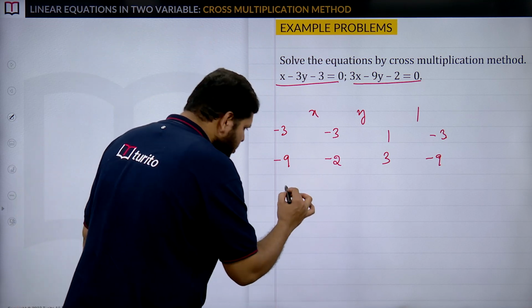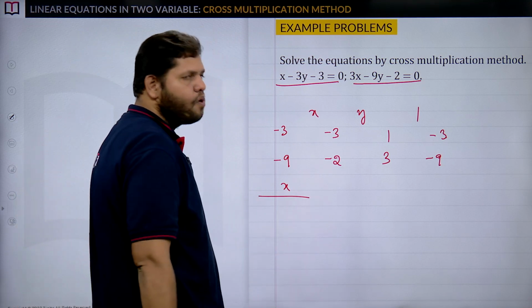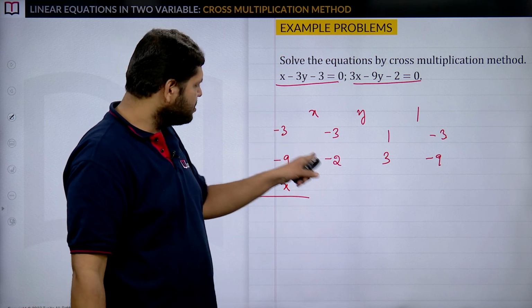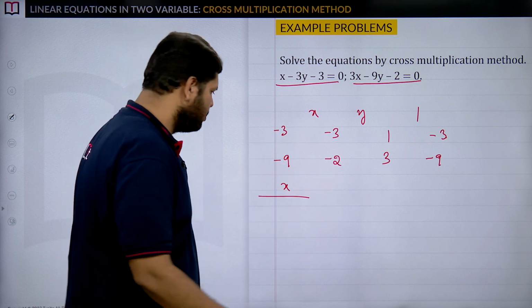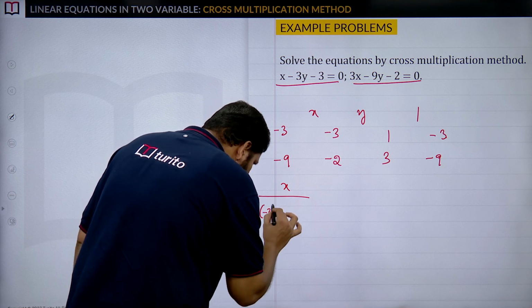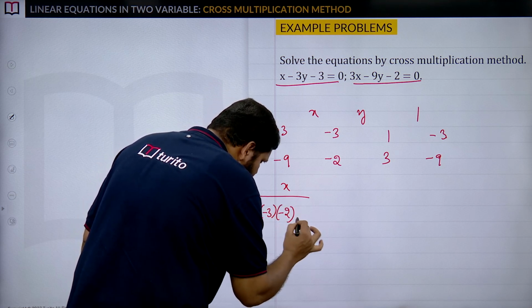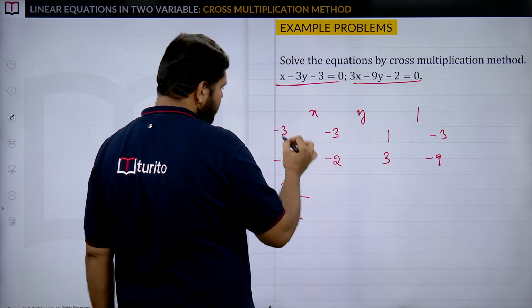Then write down x by, multiply this minus 3 and minus 2. So this is minus 3 into minus 2 minus minus 3 into minus 9.